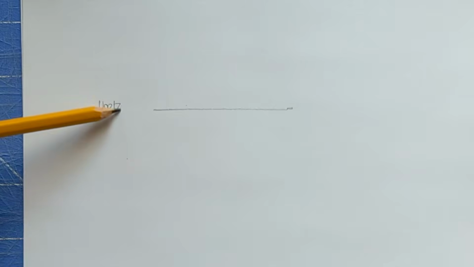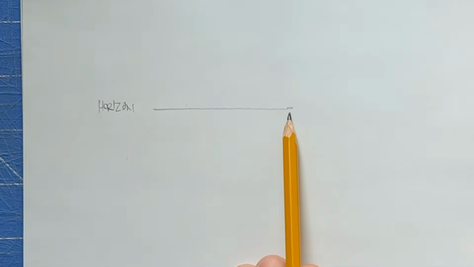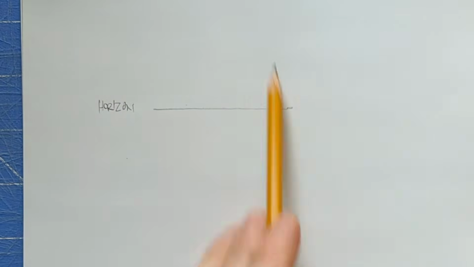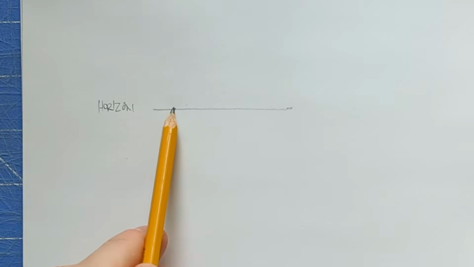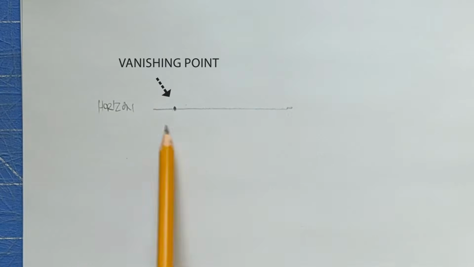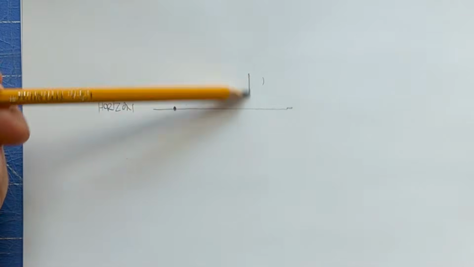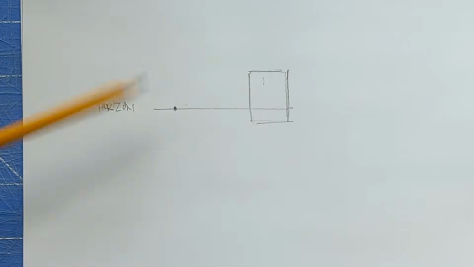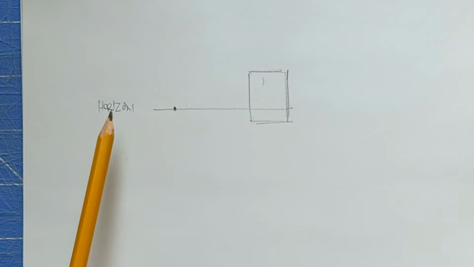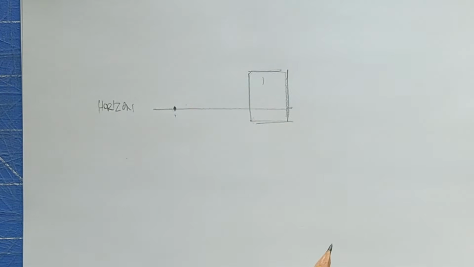So the first thing I'm going to do is draw my horizon line. And now I'm going to draw a shape, a cube, using 1-point perspective. So I'll first add a single point anywhere on my horizon line, and then I'll start to draw in a square. Now this square, if I want to create this in 3D perspective, I can use the point as an aid to help me draw the correct perspective.